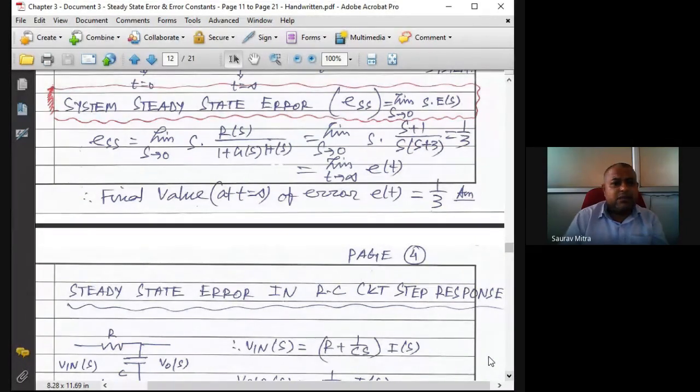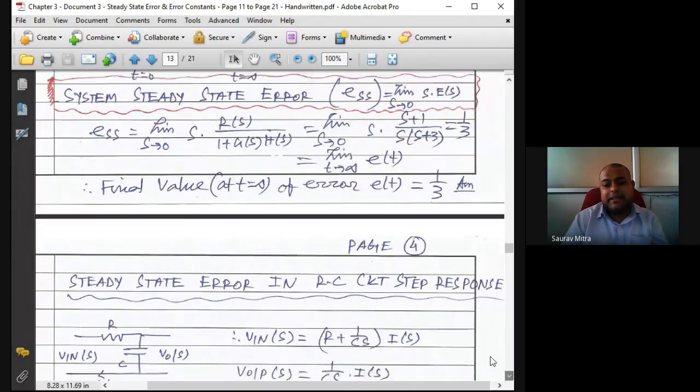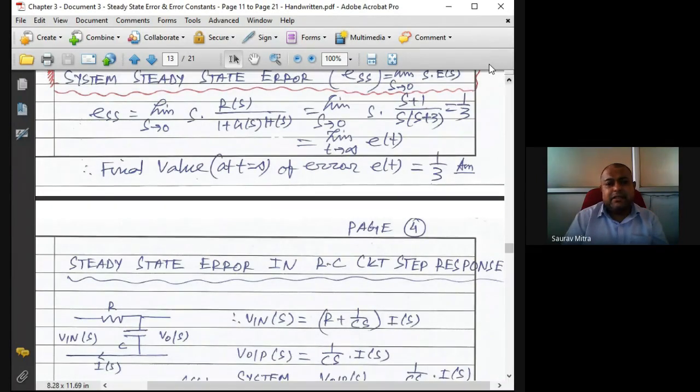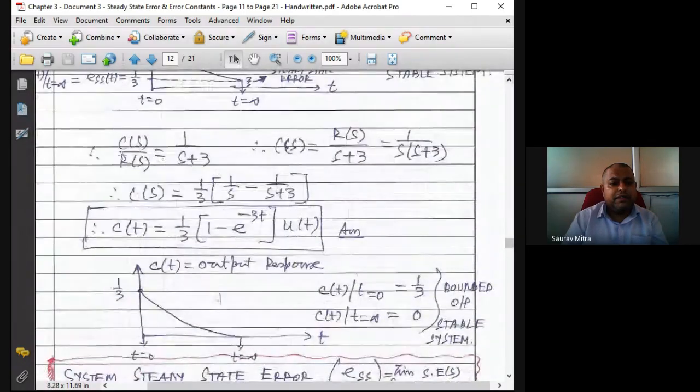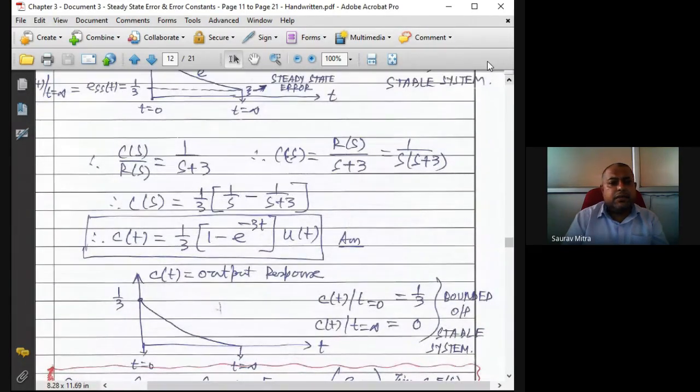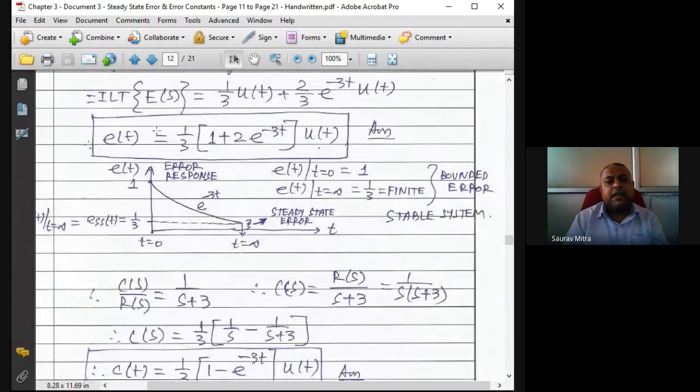The second part is, what is meant by steady state error? What is meant by steady state? Whatever equation you had found out previously, just see the equation. So this was the error you had found out: e(t) is equal to 1 by 3 into 1 plus 2 e raised to minus 3t u(t). Substitute t equal to infinity in this equation.